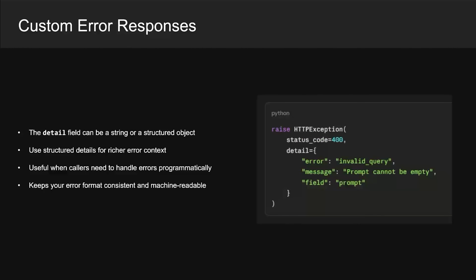The detail field in HTTPException is just a string by default. That works for simple cases. But what if the frontend needs to show a different message for different error types, or another service needs to handle errors programmatically? A string isn't enough. Pass a dictionary instead. Look at the example: error code, human readable message, and the specific field that caused the problem. Now the caller doesn't have to parse a string and guess. They check the error code and handle it cleanly. Small change, big difference for anyone consuming your API.